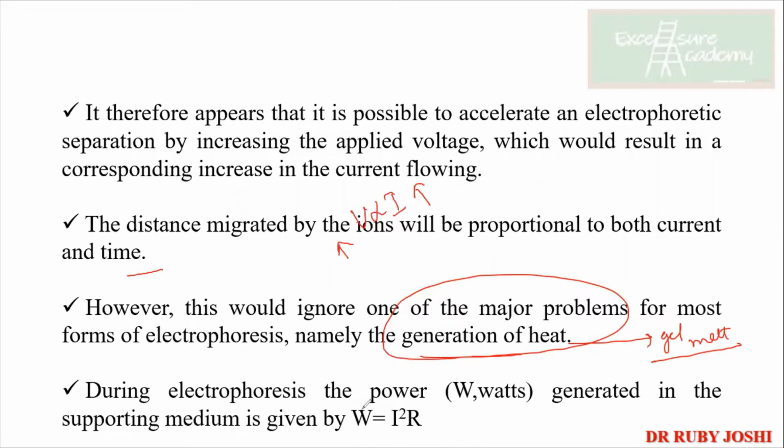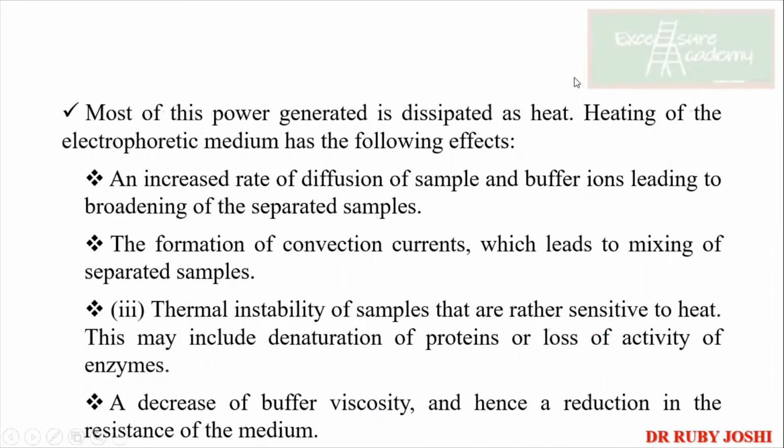During electrophoresis, the power generated in the supporting medium is given by W is equal to I squared R, so current squared times resistance. It's okay if you don't memorize this, but it is important to understand. It's basic physics, nothing much. Most of this power generated is dissipated as heat. So what will happen if there is heat generation? An increased rate of diffusion of sample and the buffer ions, leading to broadening of the separated sample.